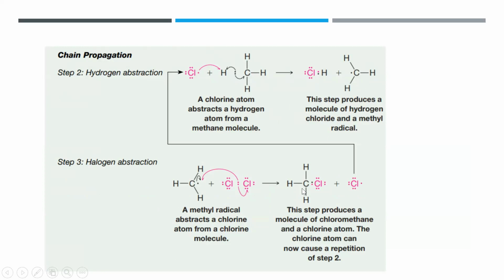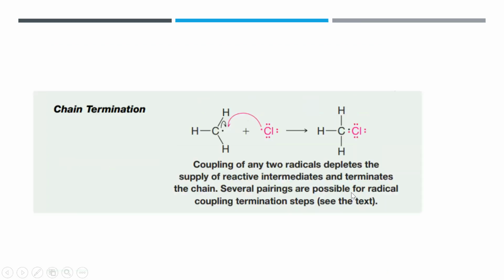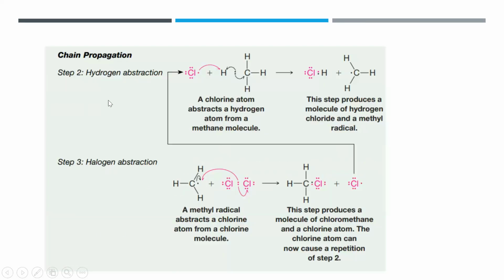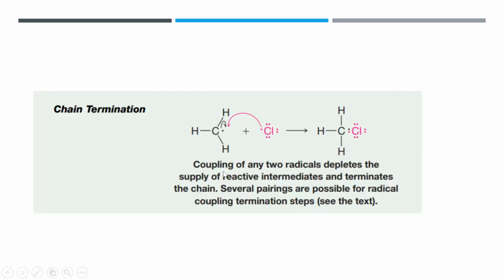Once you have your alkyl radical, it can react with another chlorine molecule and produce your chlorine dot again, so you have your CH3Cl here, and then your chlorine radical. The third step is the halogen abstraction, where you produce your alkyl halides. The fourth step is the termination.